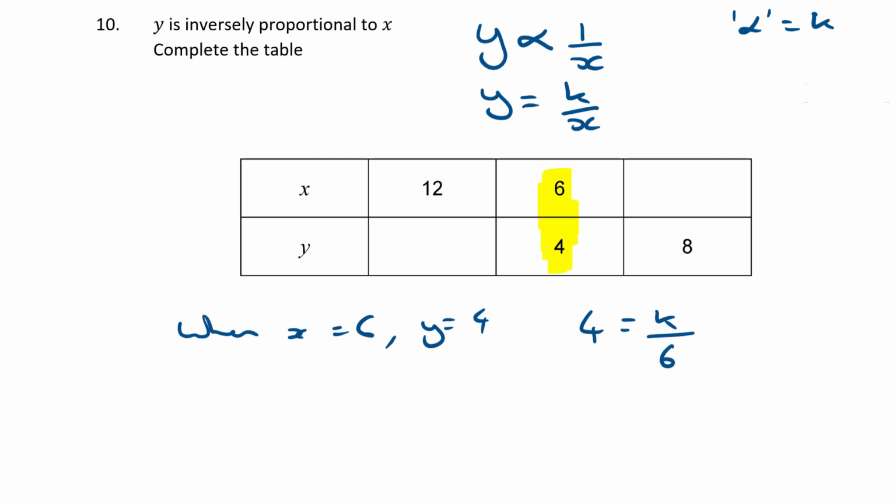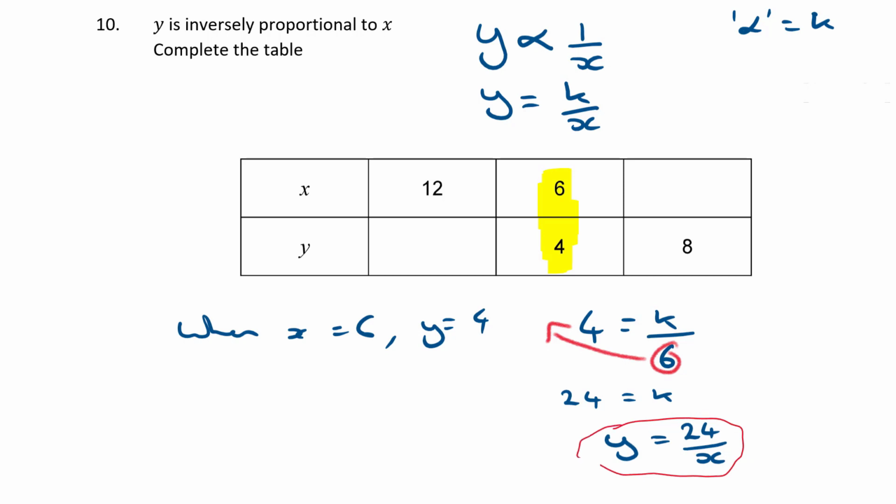Then, cross multiplying, or multiplying both sides by 6 if you'd rather, I'm going to get k is equal to 24, aren't I? Okay, so my complete equation is y equals 24 over x. Now this is my complete equation, which I can then use to find my other values. So if x equals 12, then y is 24 over 12. 24 divided by 12 is 2. So when x is 12, y is 2.